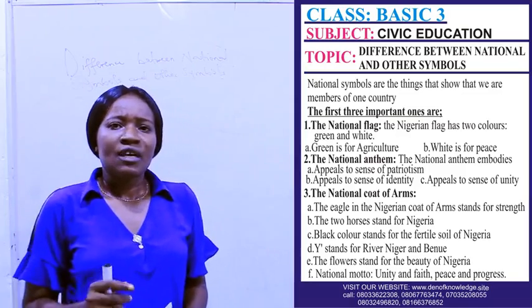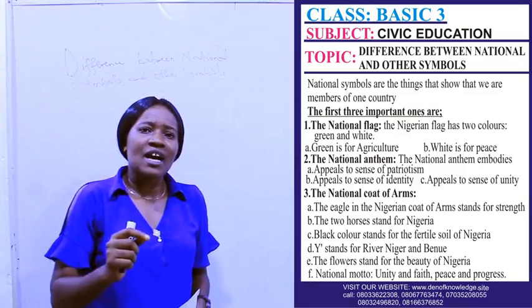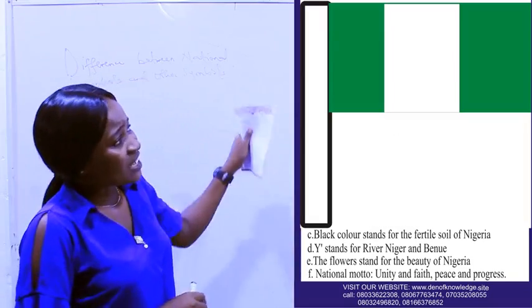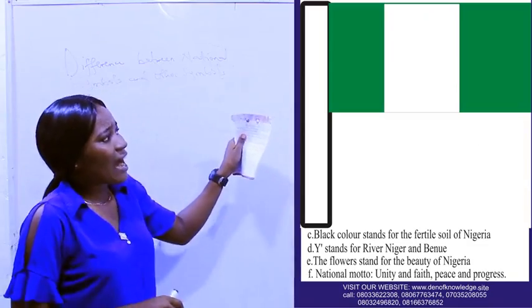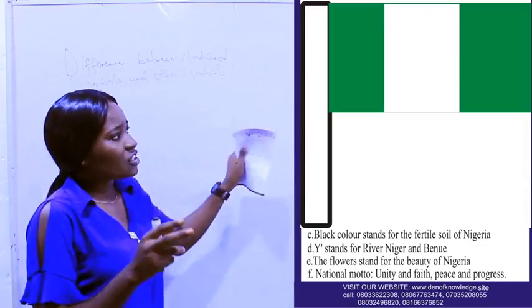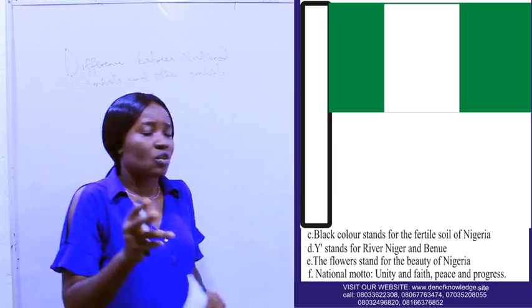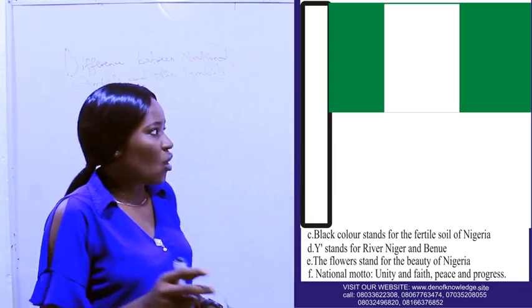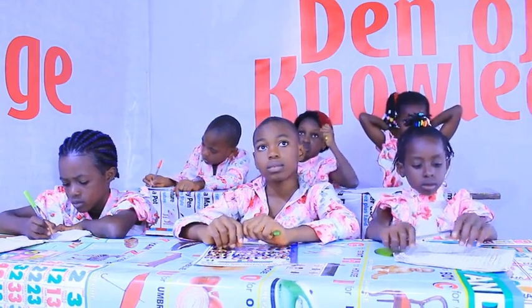We'll look at them. The first one is the Nigerian flag, the national flag. As you can see in the picture on the board, the national flag has 2 colors, green and white. Green stands for agriculture and white stands for peace.